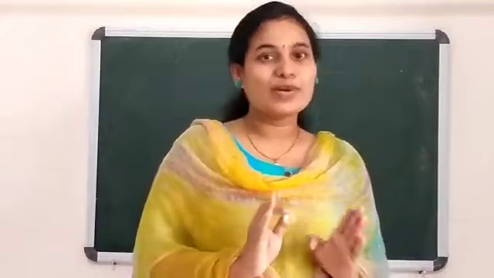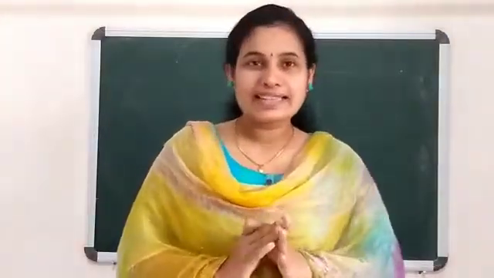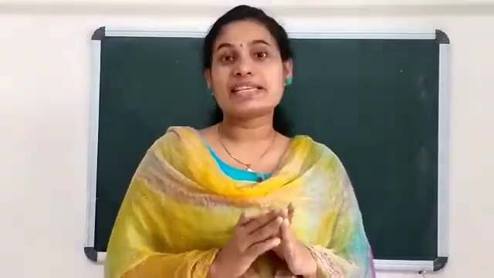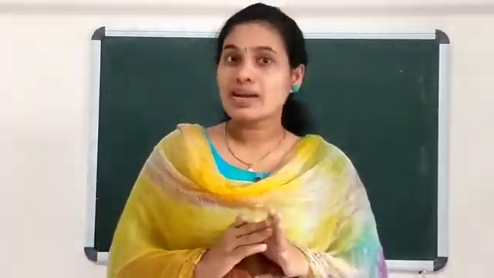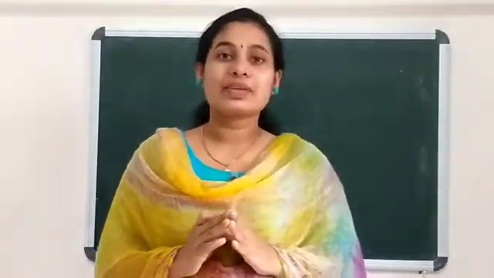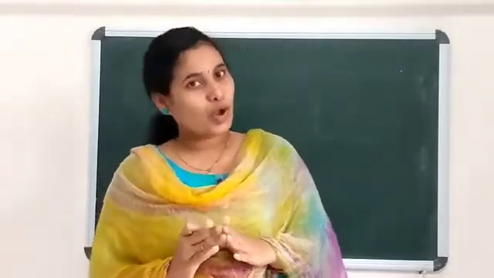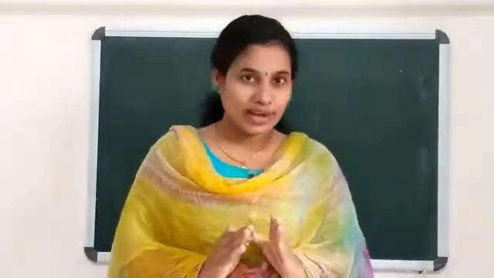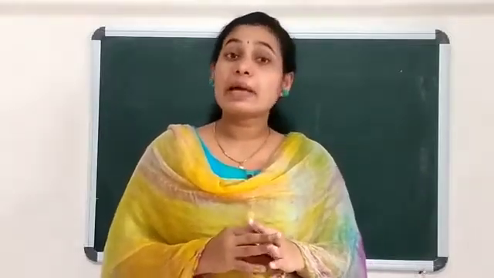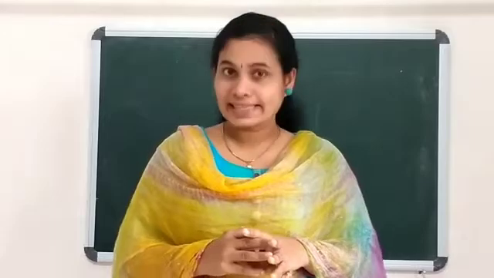Now one more question. Is there any quadrilateral in which the diagonals are perpendicular bisectors of each other? Can you say? Yes, there are some quadrilaterals in which the diagonals are perpendicular bisectors of each other. What are such quadrilaterals? Rhombus and square. Yes, rhombus and square are the quadrilaterals in which the diagonals are perpendicular bisectors of each other.